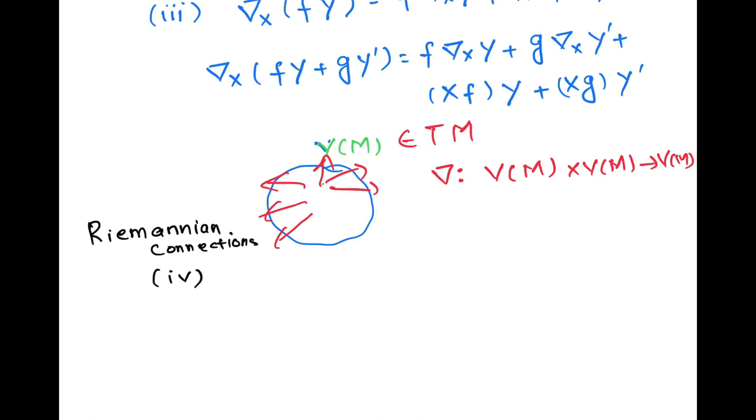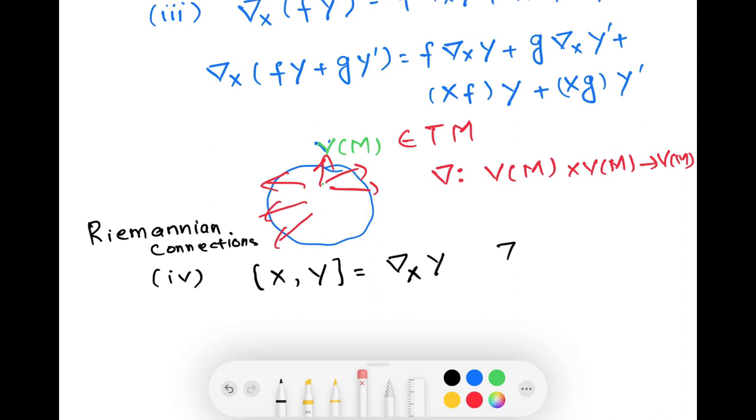And the first of that is that the Lie bracket of X vector field and Y vector field is del X Y minus del Y X. So this is actually minus. So this becomes minus del Y X.